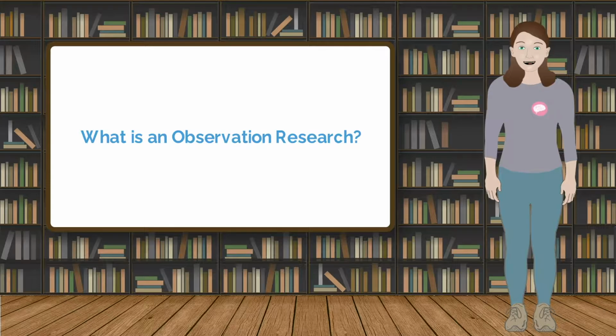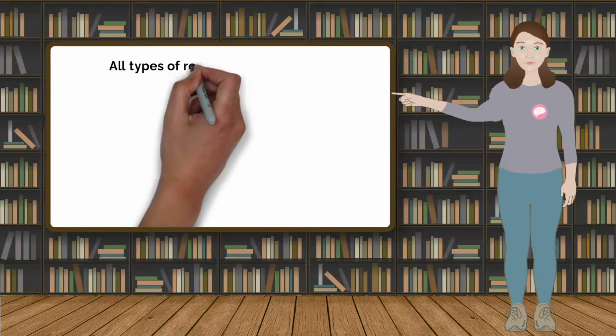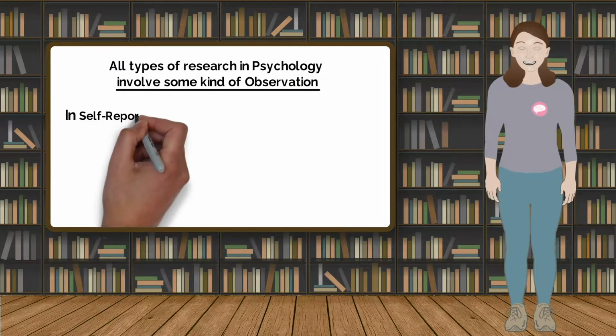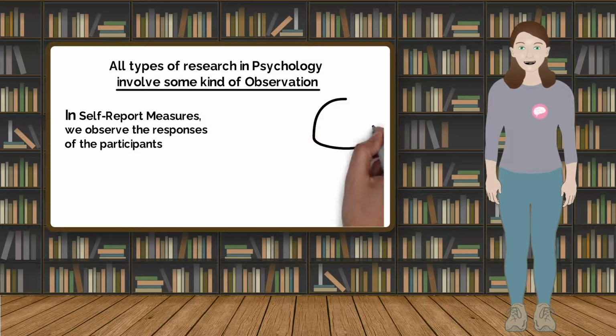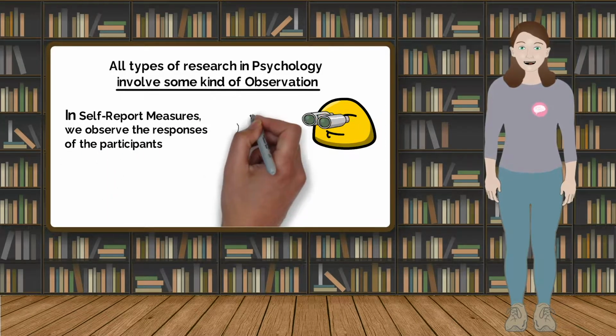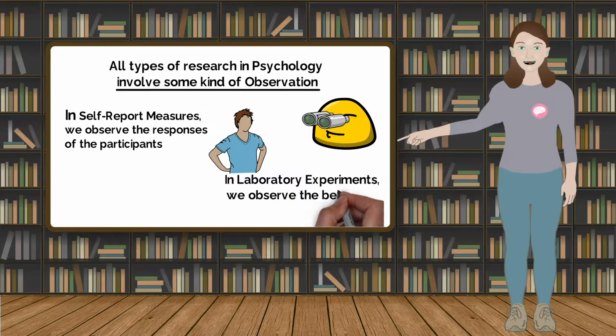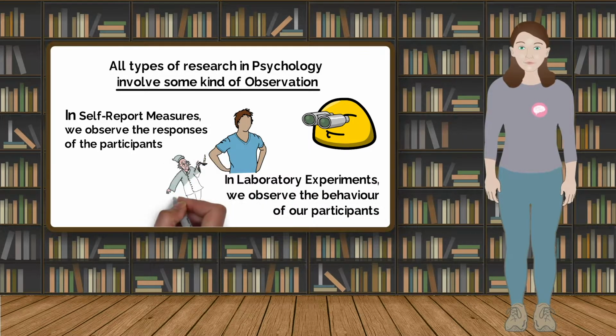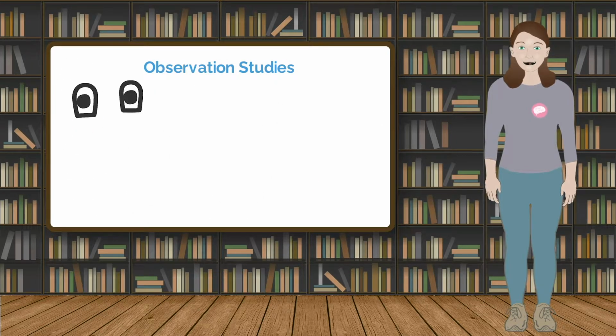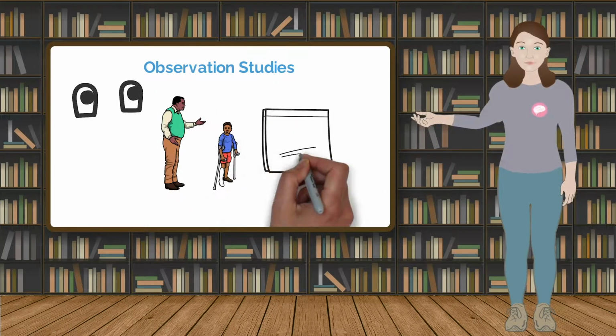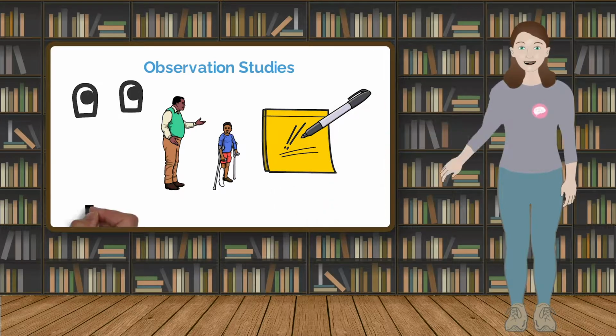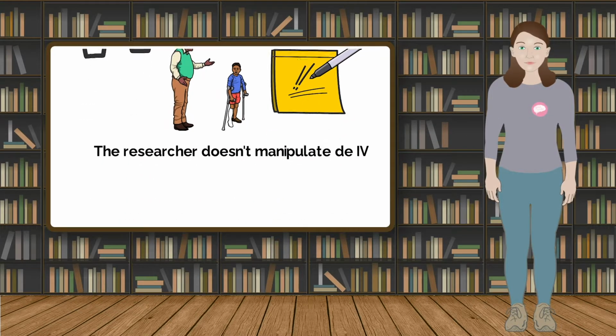All types of research in psychology involve some element of observation, not just observational studies. For example, when we use self-report measures, we observe the responses of the participant, and when we carry out laboratory experiments, we observe the behaviour of our participants, and so on. Observation studies are a type of study where the researcher observes a situation and records what happens, but does not manipulate an independent variable.